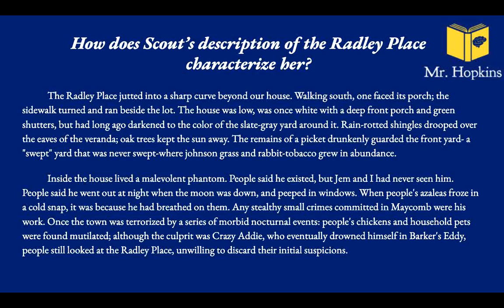So the Radley Place jutted into sharp curve beyond our house. Walking south, one faced its porch. The sidewalk turned and ran beside the lot. The house was low, was once a white top with a deep front porch and green shutters, but had long ago darkened to the colour of the slate grey yard around it. Rain-rotted shingles drooped over the eaves of the veranda. Oak trees kept the sun away. The remains of a picket drunkenly guarded the front yard, a swept yard that was never swept, where Johnson grass and rabbit tobacco grew in abundance.